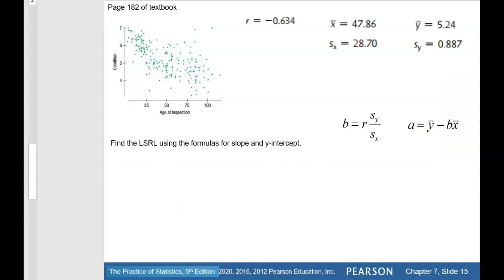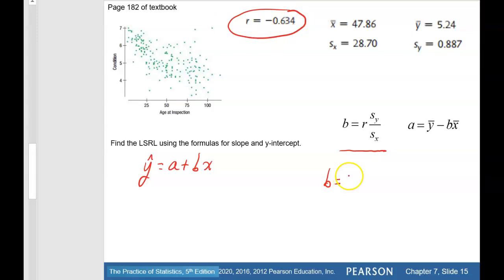So if you look at this example on the screen, our goal is to find the least squares regression line. So we know that y hat is equal to a plus bx. And here I just underlined the formula for slope. The slope formula is r times the standard deviation of y divided by the standard deviation of x. So to find the slope, we're going to use the r value, which is the correlation coefficient. I just circled it in red.